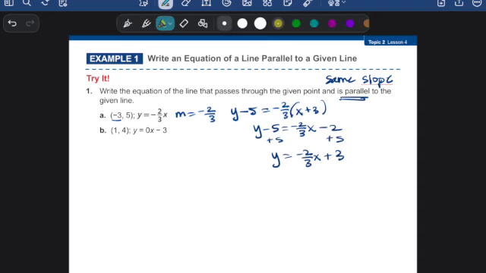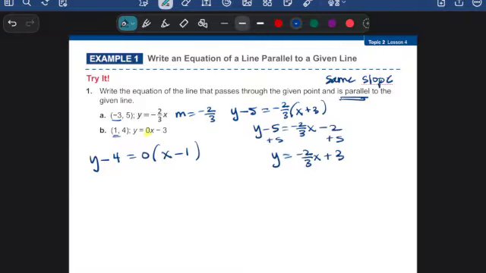Okay, look at letter B. My slope is 0, so I need to have the same slope. Y minus the y value equals my slope, 0, times x minus my x value. My x value is +1. Opposite of +1 is -1. Okay, distribute. I get y minus 4 equals 0. Add 4 to both sides. Y equals 4. Y always equals 4, I will have a horizontal line at 4.